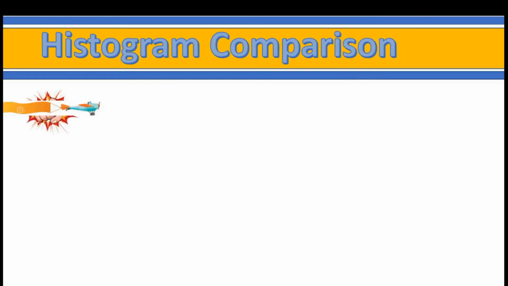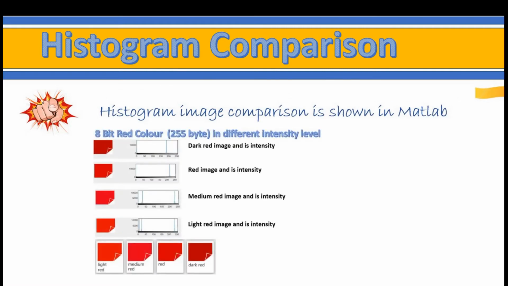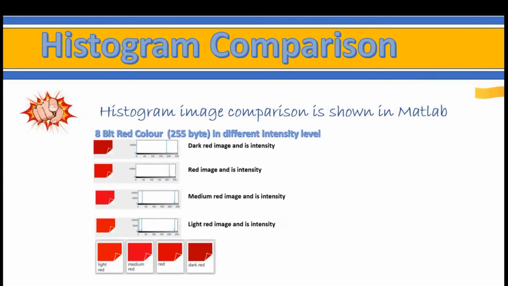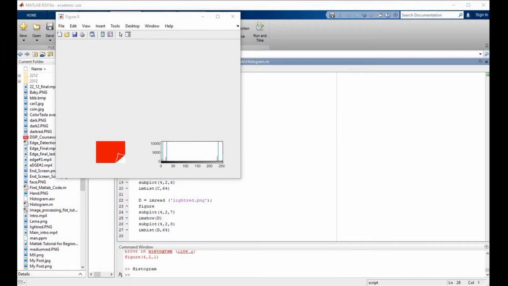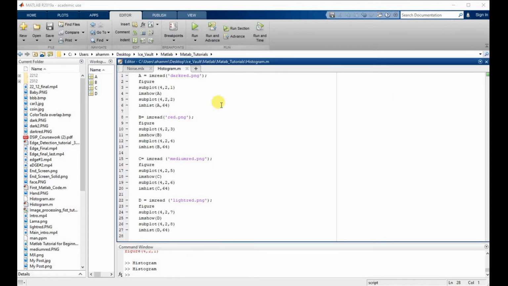For better understanding, a histogram comparison of images with different intensity is shown using Matlab. Matlab 2019b is used with different pixel intensity images to compare how the histogram looks for each. Matlab 2019b is then used to carry out histogram equalization for image enhancement. As you can see, we open the image in Matlab 2019b, then we compare the same image at different pixel intensity. The result is this.